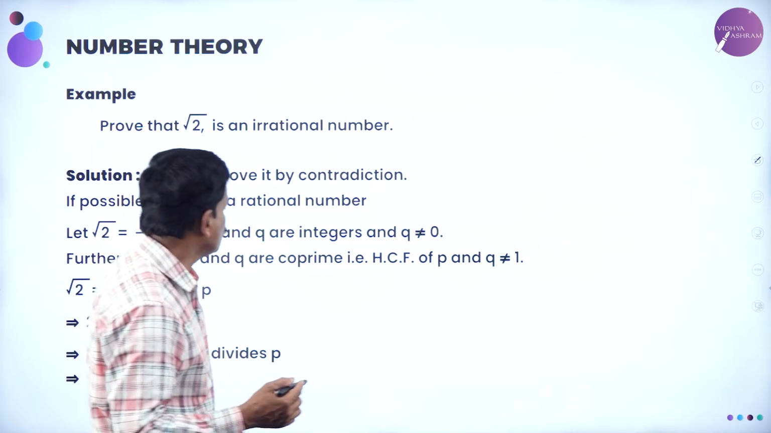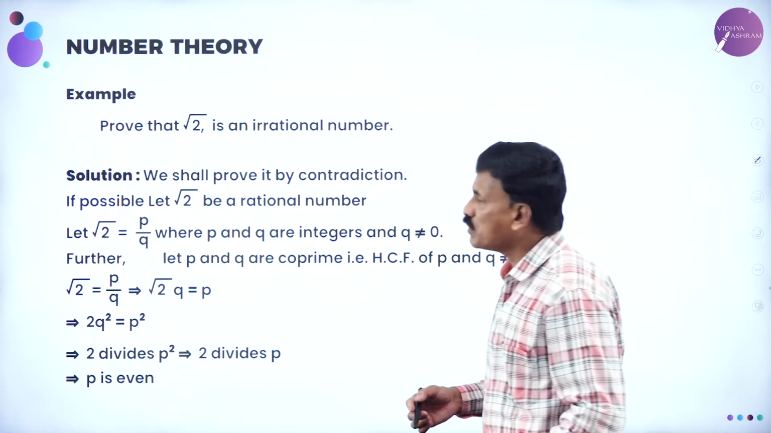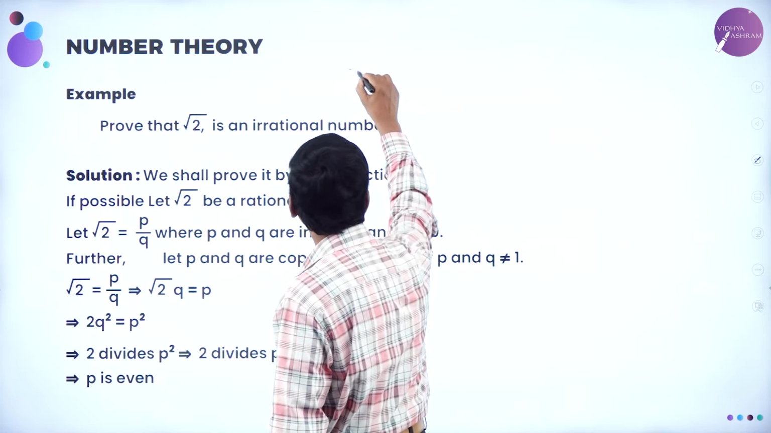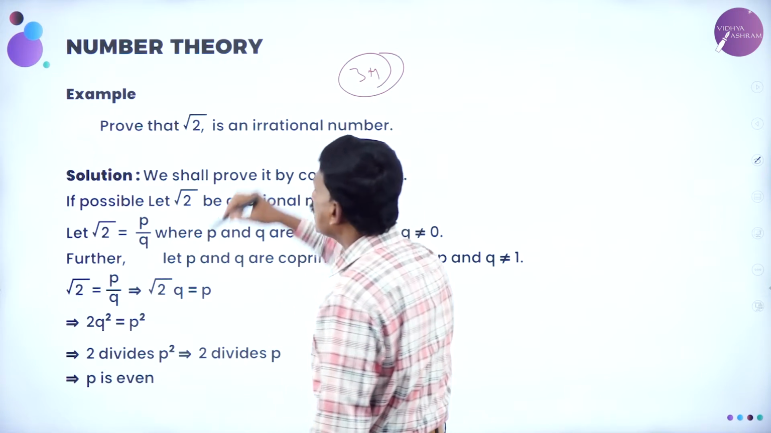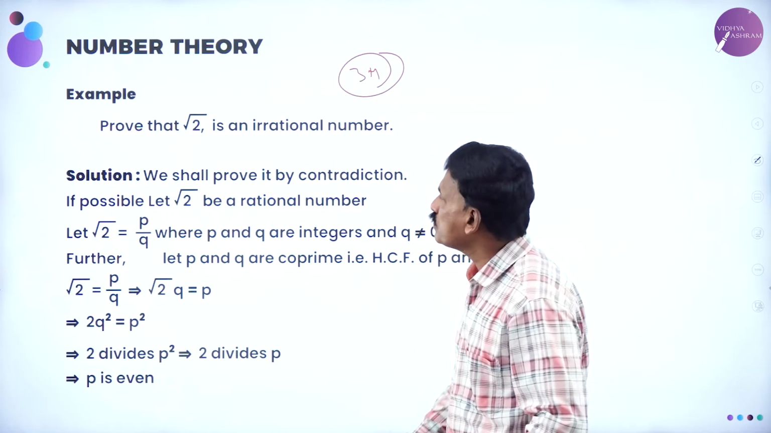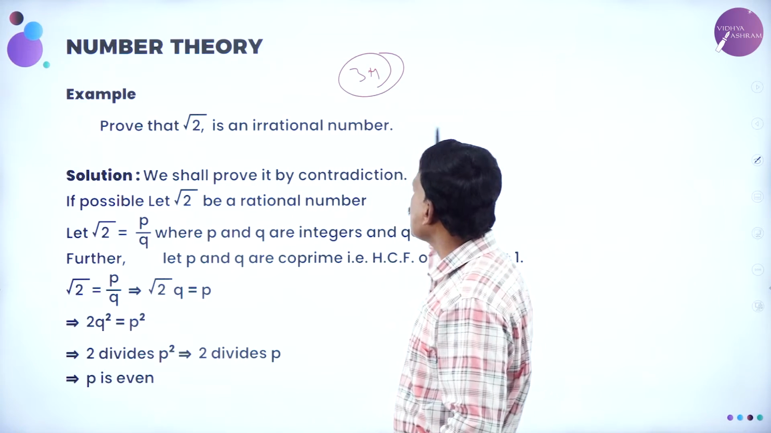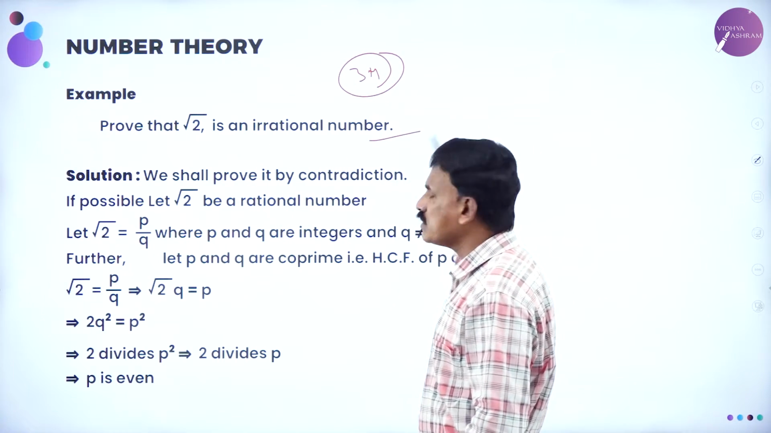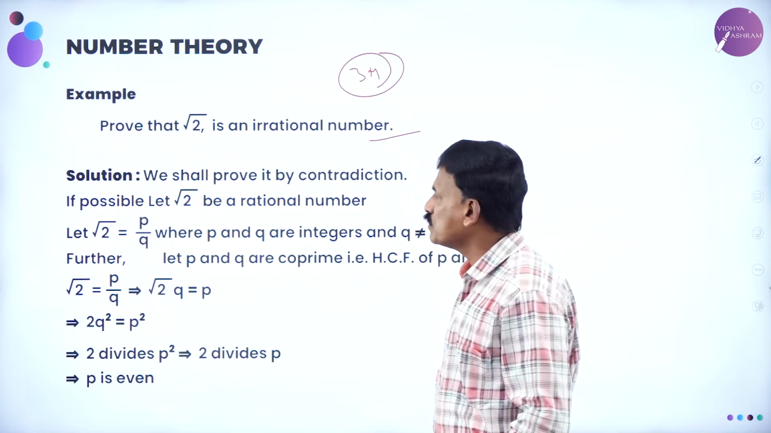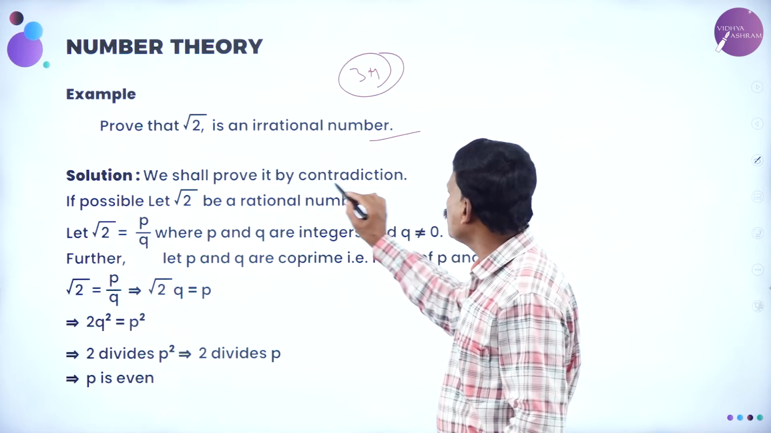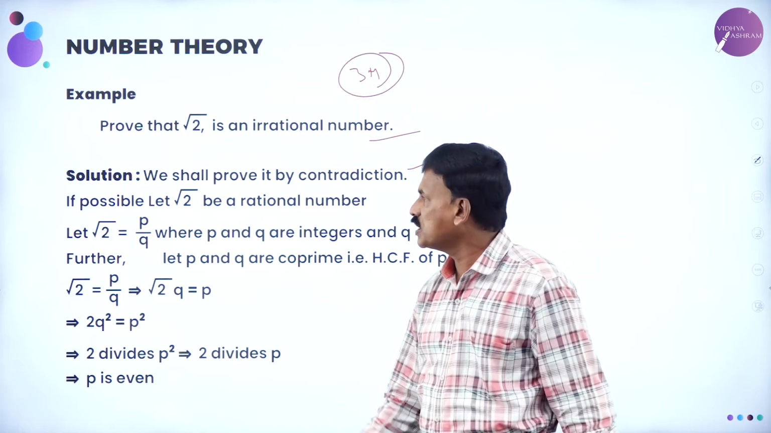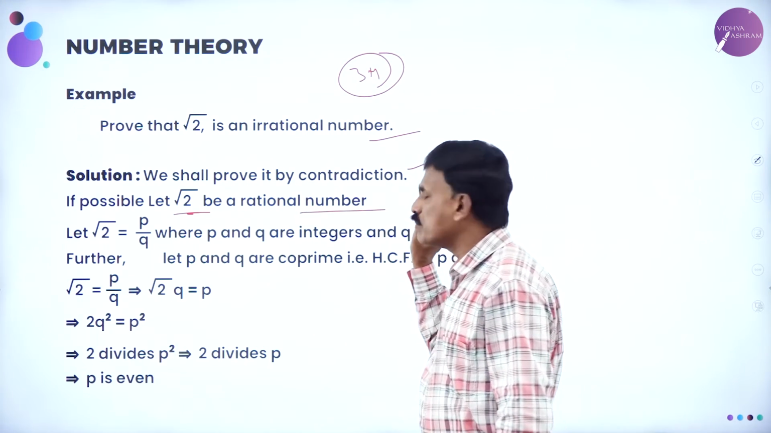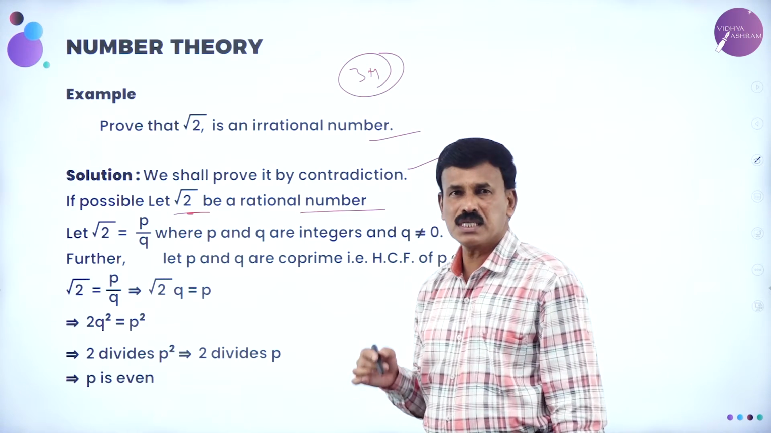Now, let us come to a very important problem. In the examination, you may expect this question for 3 marks in this irrational topic. Very important problem. Prove that root 2 is an irrational number. So, we have to verify this by the method of contradiction. Let, if possible, let root 2 be a rational number. Let us assume root 2 as a rational number.